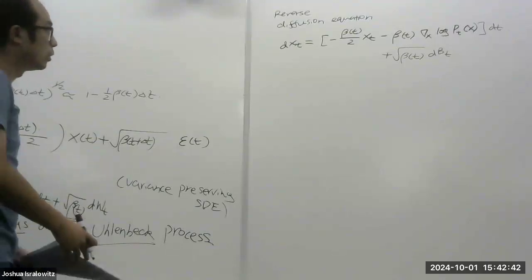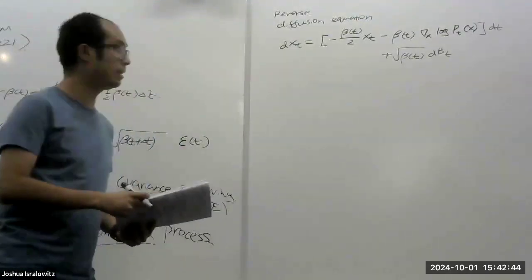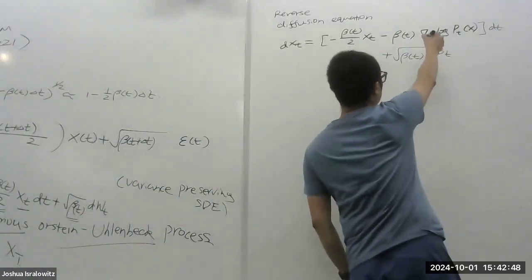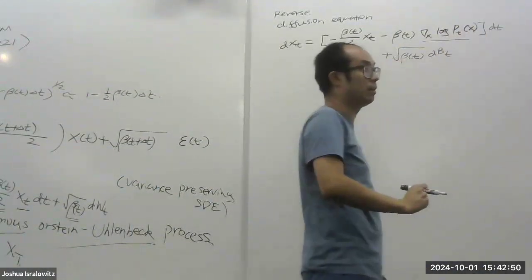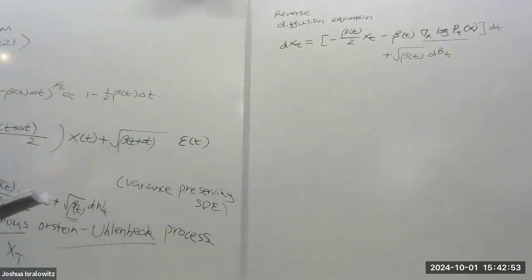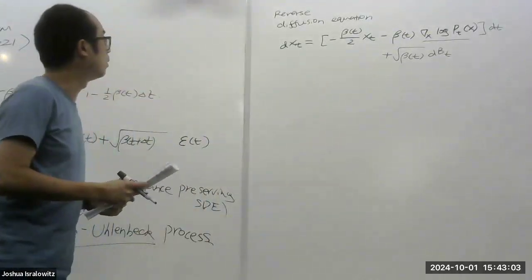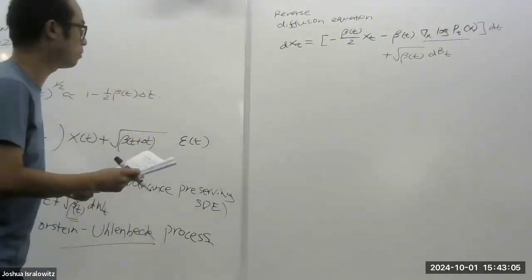I said it before, maybe in 10 years, this whole equation is meaningless because there's no way we know this quantity right here. But nowadays, if something is not known, we can always approximate it by a neural network. So this is the philosophy. And what does this reverse diffusion equation mean?